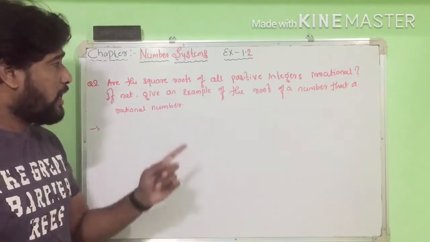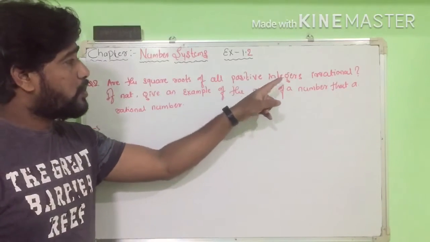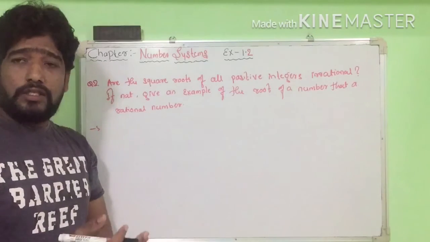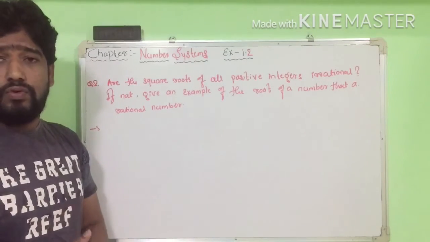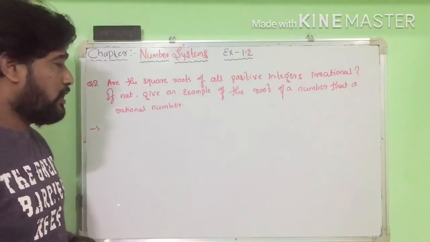They asked here whether the square root of a positive integer is irrational. The square root of 4 is equal to 2, and 2 is a rational number. So it is not. Write down here.